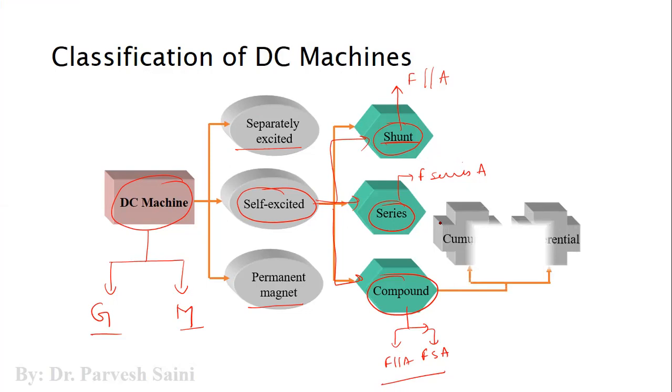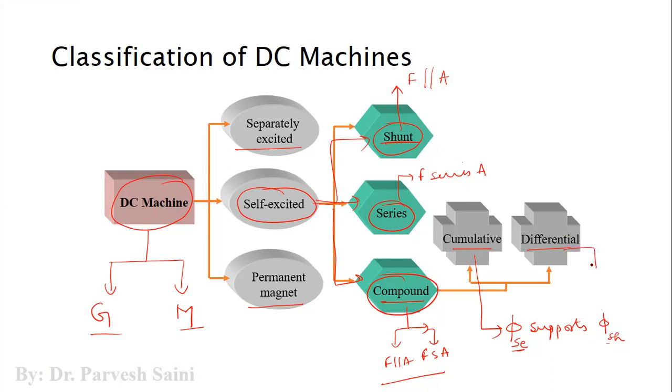So we can say that this compound wound is further of two types, cumulative and differential. Cumulative is the one in which the flux generated by the series winding supports the flux generated by the shunt winding, right? The winding which is in parallel.